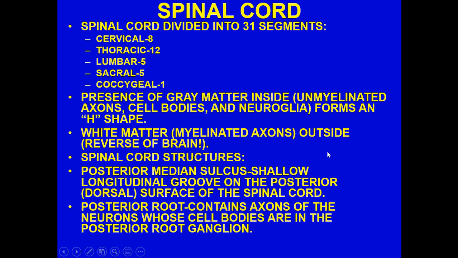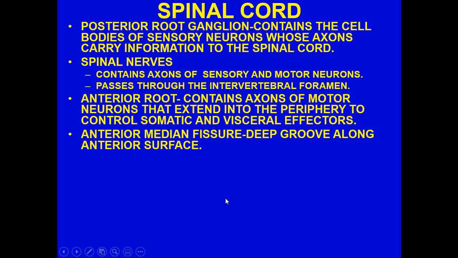Now you're going to notice some other very significant structures here for the spinal cord. The posterior median sulcus is a shallow longitudinal groove on the posterior, that is the dorsal surface of the spinal cord. The posterior root itself contains axons of the neurons whose cell bodies are in the posterior root ganglia. Now, when we talk about the posterior root ganglion, they contain the cell bodies of the sensory neurons. Okay, so this is the afferent pathways coming up, and the axons carry information to the spinal cord.